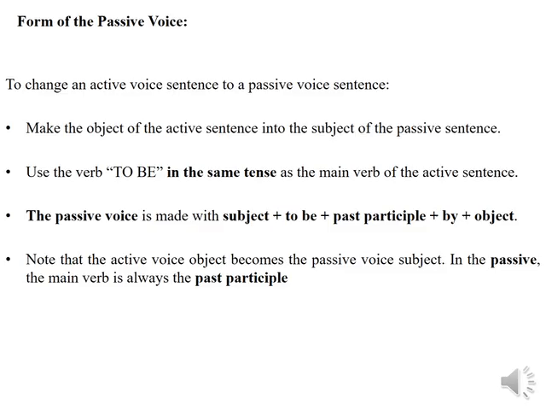So you have the be verb and past participle plus by, which is a preposition, and it must have an object. So note that the active voice object becomes the passive voice subject. In the passive, the main verb is always the past participle.